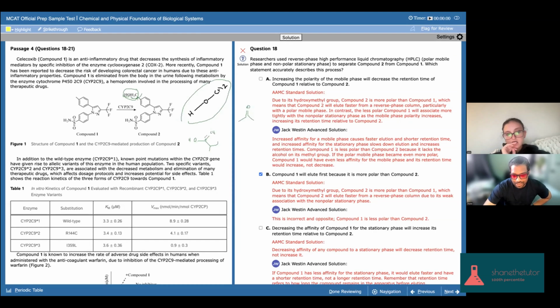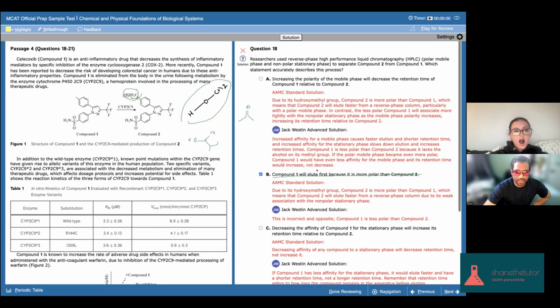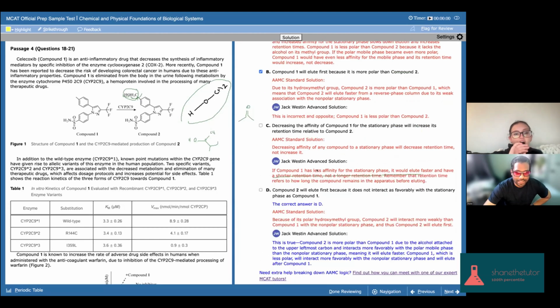So it would be the opposite of this, right? So compound 2 is more polar. Yep. So it will elute first, which is, hold on, I'm doing the annotate thing. It's just D. Makes sense. Yep, it elutes first because it does not interact with the stationary phase, which they told us was nonpolar.